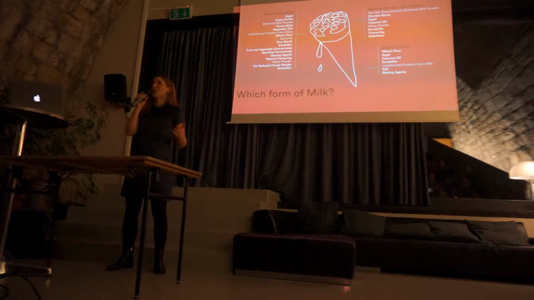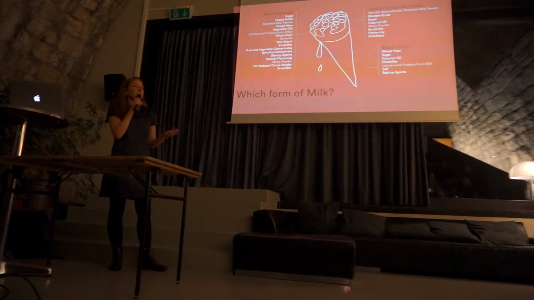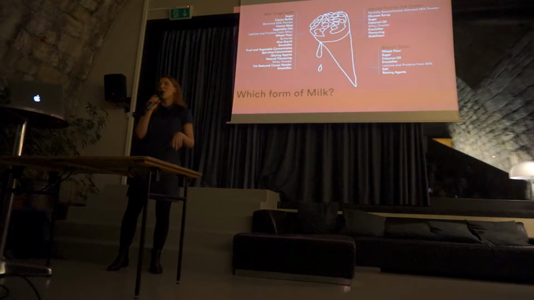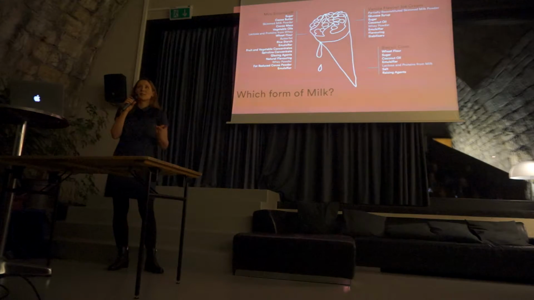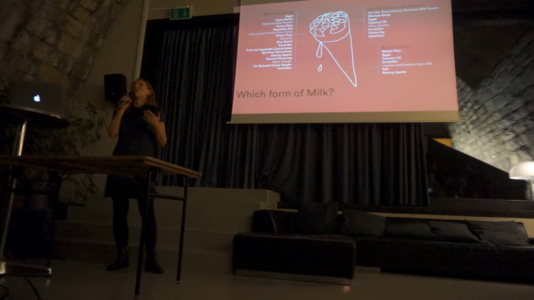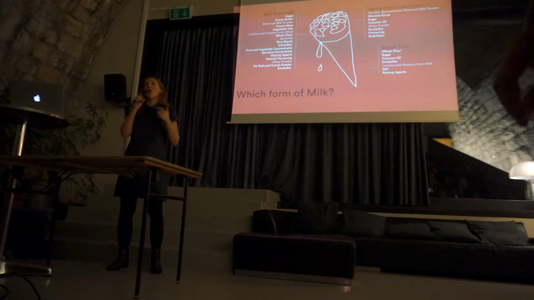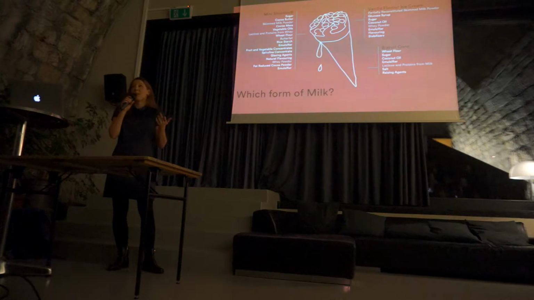Software is like Smarties ice cream. As you know, Smarties ice cream has 3 components: Smarties, ice cream, and the biscuit cone. All these 3 components contain milk. The question is, which form of milk? Is it whey powder, or maybe skimmed milk powder, or is it protein powder?